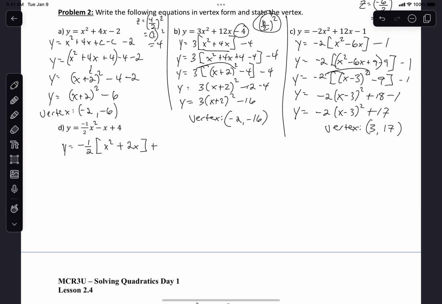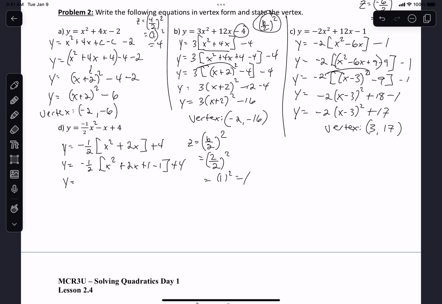Okay, and leave that plus 4 alone. And then I'm looking for the z value of b divided by 2 squared, which is 2 divided by 2 squared, which is 1. Okay, and so 1 squared is 1. So we're going to get x squared plus 2x plus 1 minus 1 on the inside plus 4. Then x plus 1 squared minus 1, close the square bracket, plus 4. Distribute that negative a half in.